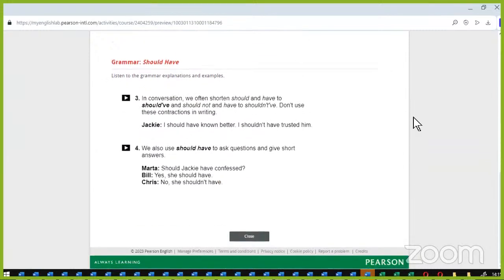Great. 3 and 4. In conversation, we often shorten should have to should've and should not have to shouldn't have. Don't use these contractions in writing. Okay, I should have known better. I shouldn't have trusted him. We also use should have to ask questions and give short answers. Should Jackie have confessed? Yes, she should have, or no, she shouldn't have. Great.